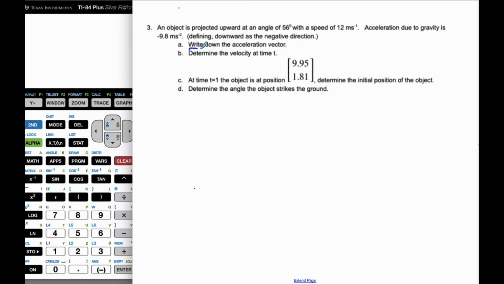Well, this write down command is a good IB term, so it should just be able to be determined without much calculation. So the acceleration, well, if I think about acceleration due to gravity, that's my y component. My x component is 0. My y component is negative 9.8. There is my acceleration vector.